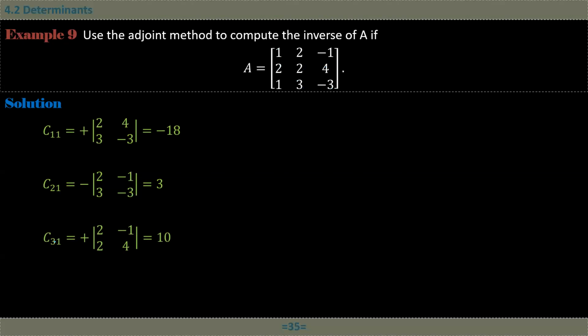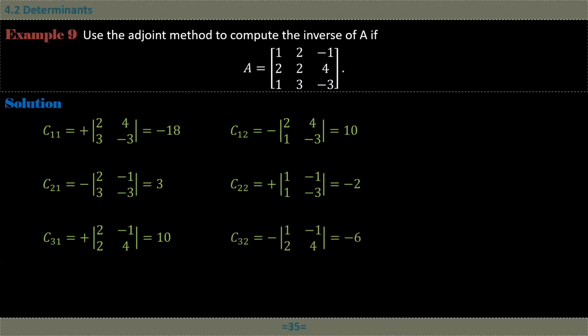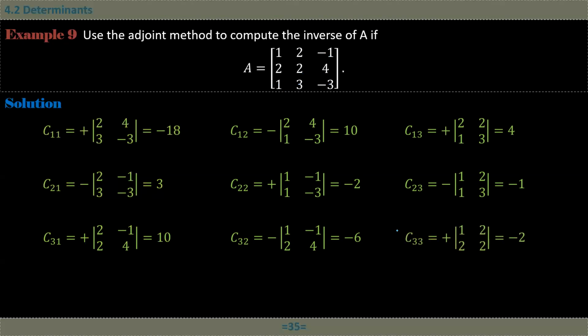And how about C31? The cofactor C31 of this matrix, here it is plus. We have to delete the third row and the first column, leaving 2, minus 1, 2, 4. That's equal to 10. So in this way, I can calculate the others. C12, we get 10. C22, we get minus 2. C32, we have minus 6. C13, it is 4. And C23, that's negative 1. And C33, that is negative 2.